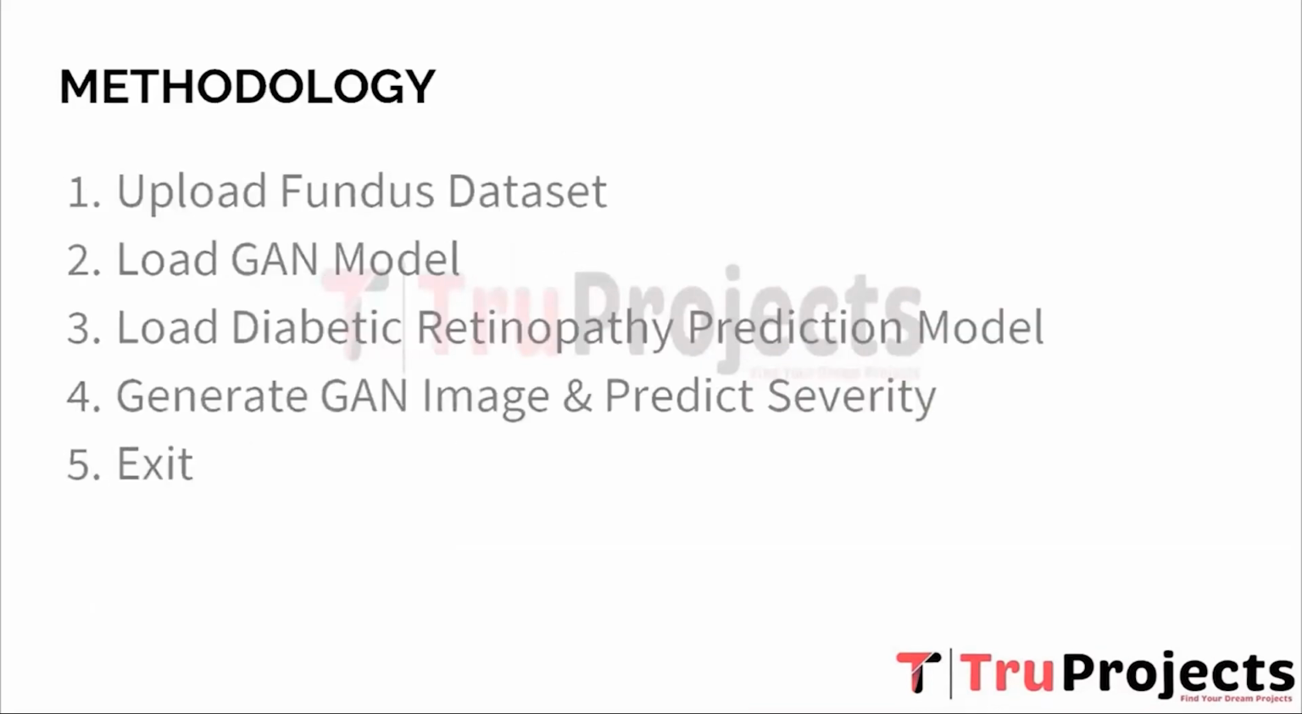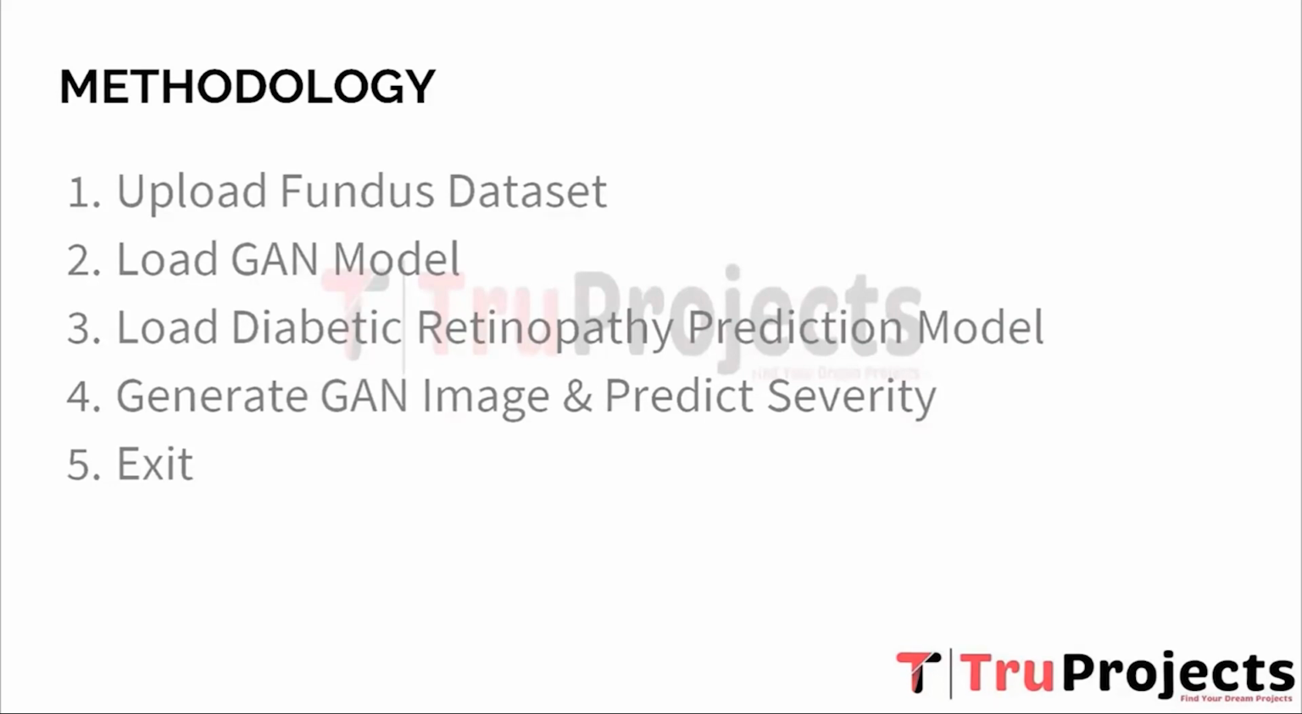So now coming to the methodology part, first, upload fundus dataset. The initial step involves uploading a fundus dataset containing retinal images related to diabetic retinopathy. This dataset should comprise a collection of fundus images from diabetic patients categorized by different stages of retinopathy severity. Second, load GAN model. Once the fundus dataset is uploaded, the next step is to load the GAN, that is the Generative Adversarial Network model. The GAN consists of two neural networks, the generator and the discriminator, engaged in an adversarial learning process.